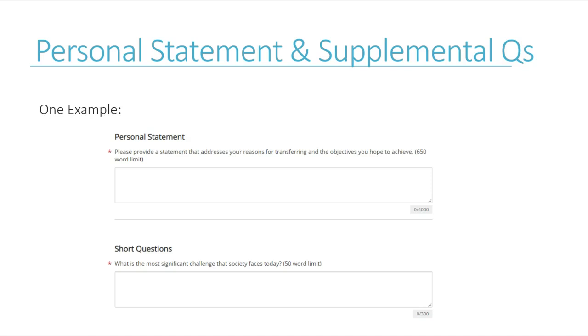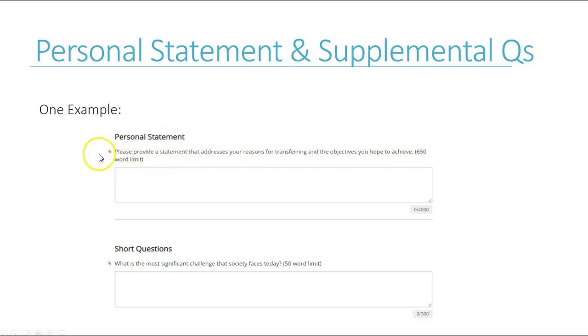Here's an example. One school does want a personal statement. This is very typical. And the personal statement is going to address the prompt of, please provide a statement that addresses your reasons for transferring and the objectives you hope to achieve. You'll see you have 650 words. That's a lot of words.